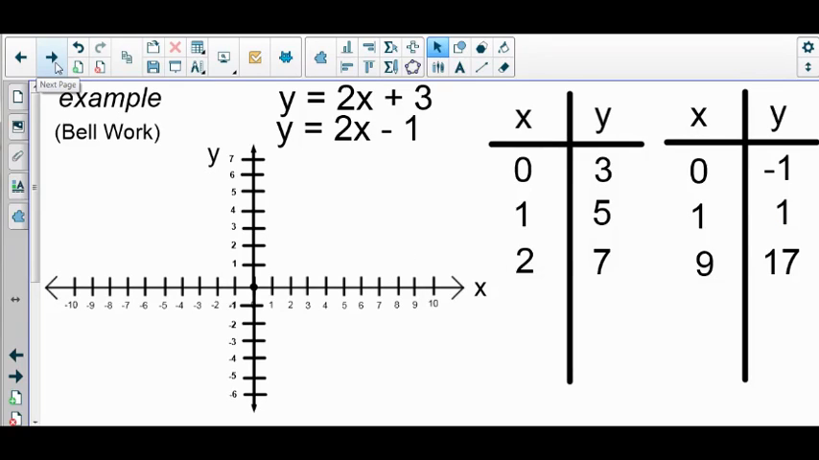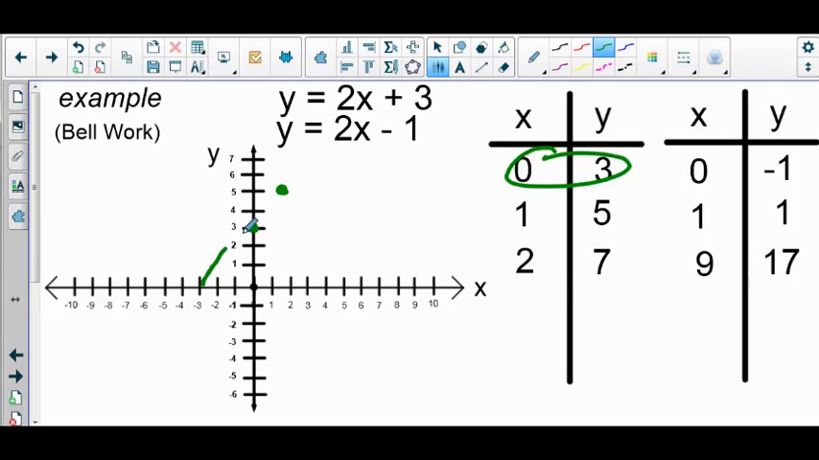Let's start with the first one. I'm going to go ahead and work on this first line here. 0, 3. So 0, 3 is the first point. I'm getting that right here. I could use my slope, but I'm just going to go ahead and use the second point. 1, 5. And there we go. I now have my first line.